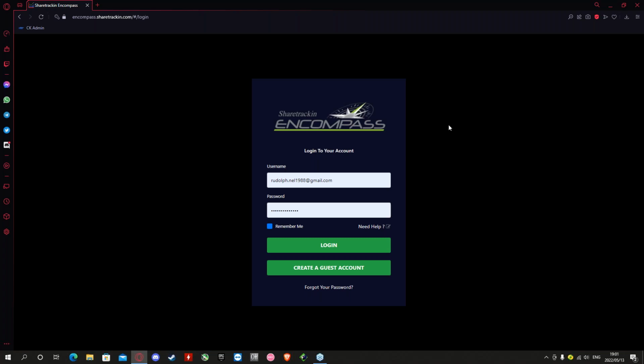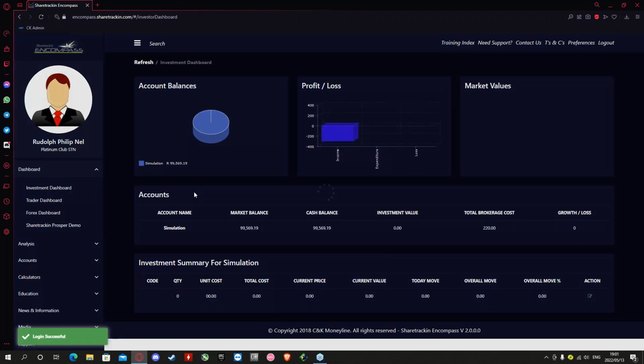So for the Sharetrackin and Compass software, when you want to reach the site, for those that don't know, you go to encompass.sharetrackin.com, but also see to it that you have the link as HTTPS. Okay, so it's https://encompass.sharetrackin.com, and then you will get this site. Okay, and then you're going to enter your username, enter your password, and then say log in.